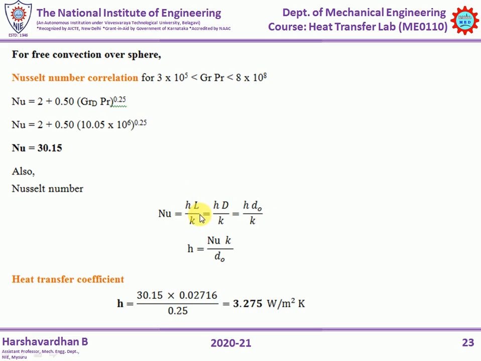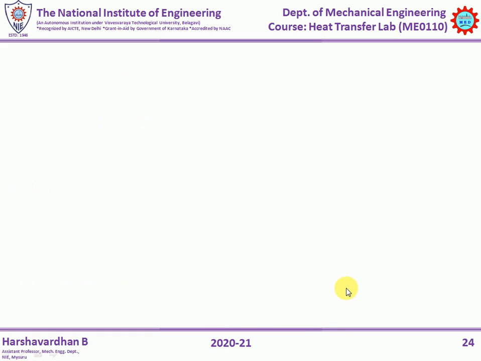Okay, but here a characteristic length is the outside diameter of the sphere. So therefore by replacing L with D naught, we can go for finding the heat transfer coefficient. So we have substituted the Nusselt's number here, then conductivity of the air at 35 degrees centigrade we have substituted, and outside diameter of the sphere is substituted here. So based on that, we got the theoretical heat transfer coefficient as 3.275 watt per meter square Kelvin.